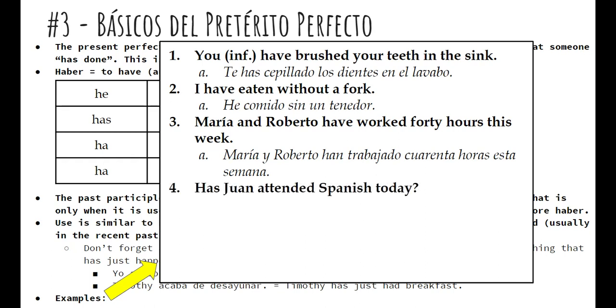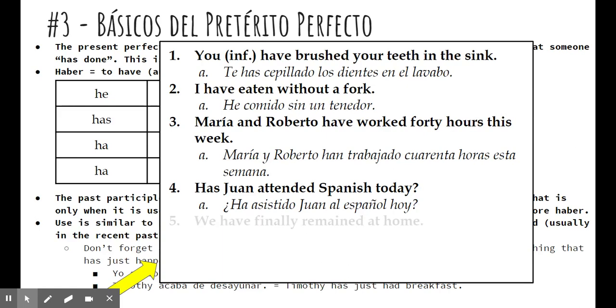Has Juan attended Spanish today? So here we have a question. Realize this is going to be an inverted word order because we have in English part of our verb in front of our subject. So in Spanish, we're going to have our subject behind our verb. So, ha asistido Juan. So there we've got ha asistido, our verb, Juan, our subject behind it. Al español hoy. Just a small reminder, asistir often uses a after it. So in our vocab, asistir a. The a there is used when attending an event.